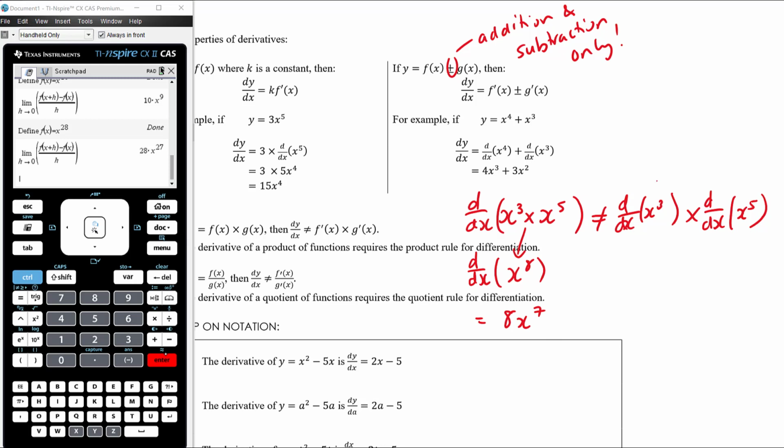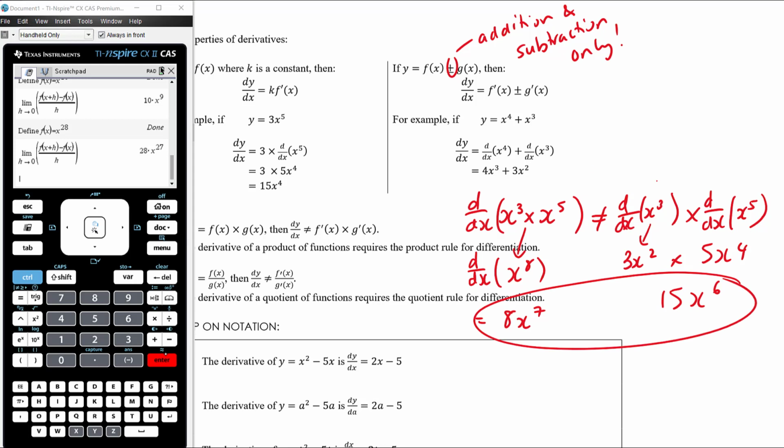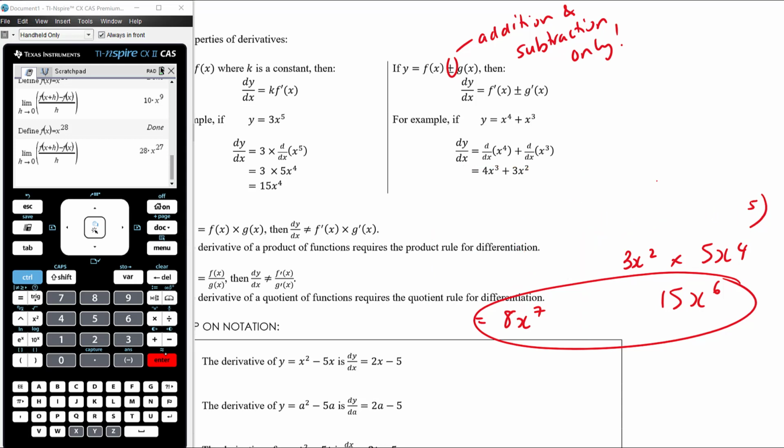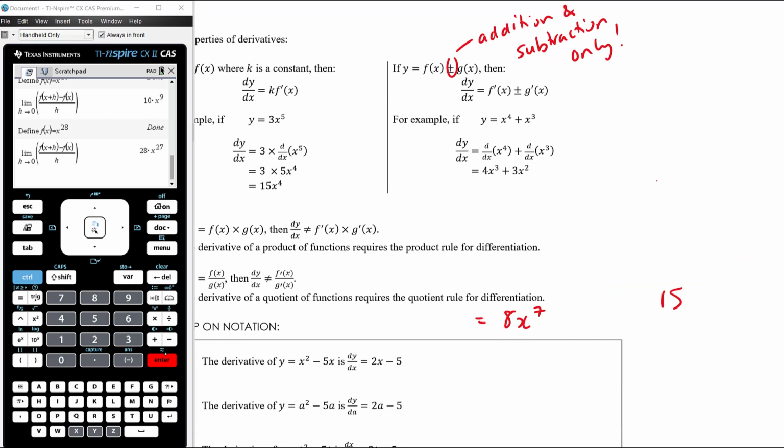However, if we differentiated each part separately, this would give us 3x squared, and this would give us 5x to the 4, and multiplying those would be 15x to the power of 6. These aren't the same thing. So if you can multiply the things together, obviously you do that and then you differentiate, no problem. But the point is that if you've got 2 things multiplying together, the derivative is not just the derivative of each of those 2 things multiplied together.